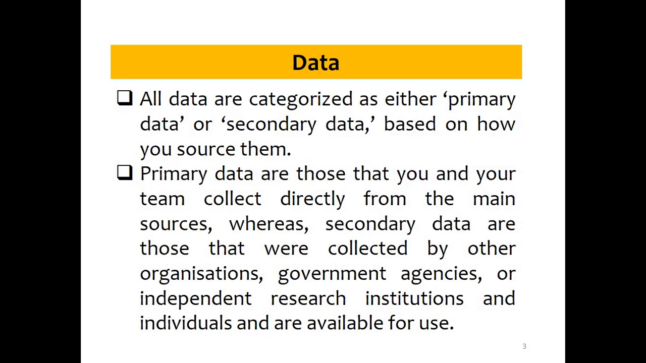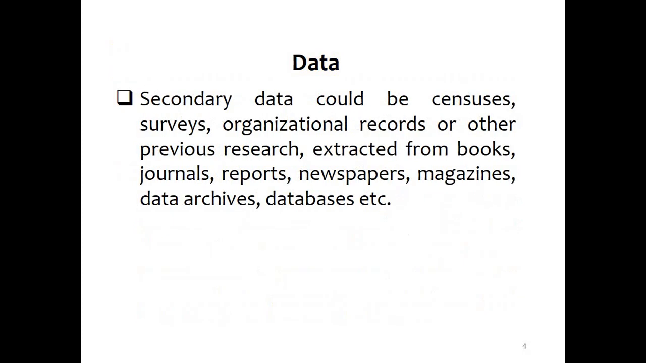In a general way, data can be classified as primary data and secondary data. Primary data is the first-hand data collected by you accessing a sample or a situation. Secondary data is the second form of data that is already collected and recorded by a second party. Secondary data could be censuses, surveys, organizational records, previous research, extracted from books, journals, reports, newspapers, magazines, data archives, databases, etc.